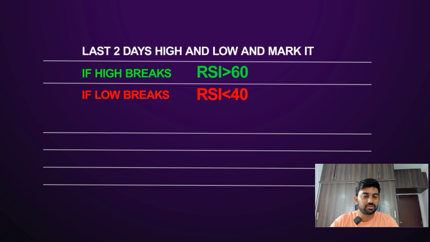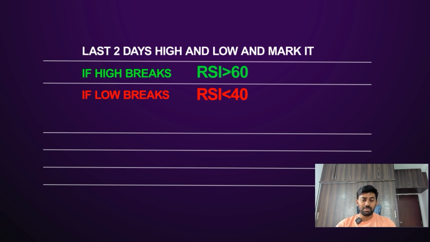This is a simple strategy where we check the last 2 days' high and low, we mark it, and if the high breaks, we would want to trade if RSI is simultaneously above 60, and if the low breaks, we would want to short it if RSI is below 40.